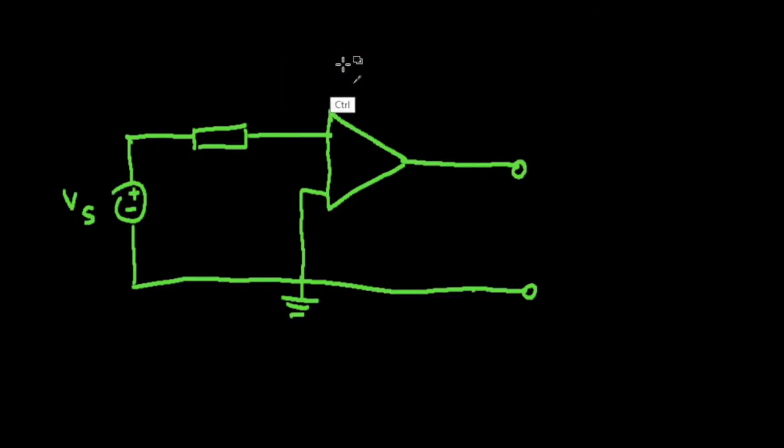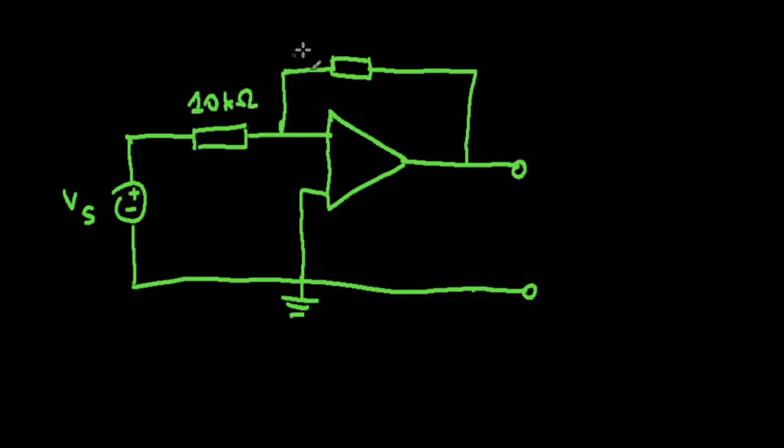All right, so this is 10 kilo-ohms, and this is 20 kilo-ohms. And this is definitely the ground. The output here is labeled as V naught, as we have been doing.